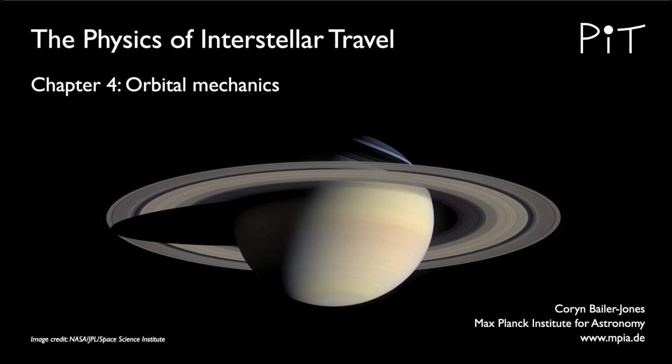Chapter 4, Orbital Mechanics. It might seem odd that a book on interstellar travel would include a chapter on orbits around stars and planets, given that the whole point of interstellar travel is not to be confined to orbit around a star or a planet. That's true, but if an interstellar spacecraft wants to go into orbit at its target system, we need to know how it can lose its energy and angular momentum.